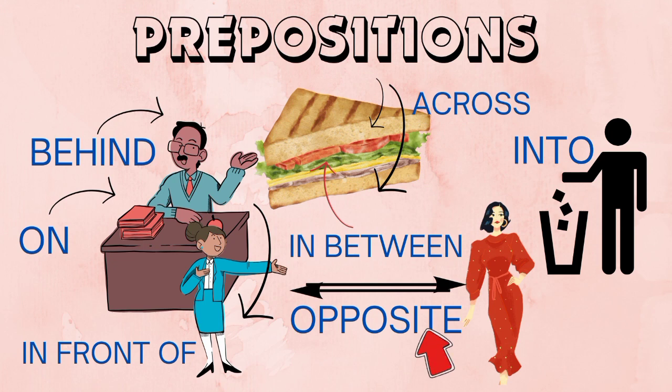Opposite is the preposition that tells us clearly how the two ladies are located from one another. This lady is in front of the man. In front of. The man is sitting behind the lady. Behind. The books are on the table. On.